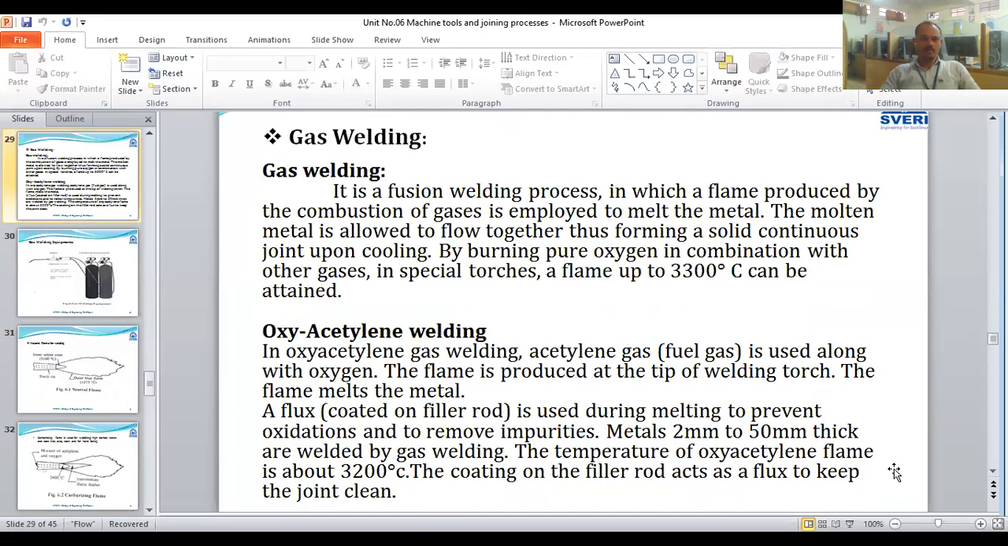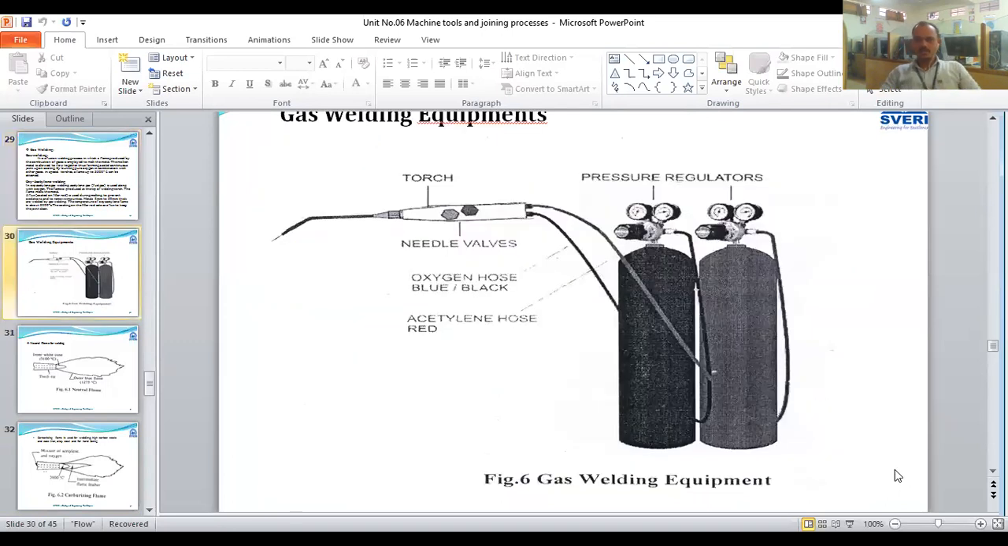Now gas welding. This is the image of gas welding, where these two cylinders are filled with gases. Which gas is filled in the black colored cylinder? Yes, oxygen. Oxygen is filled in the black colored cylinder, and acetylene is filled in this red colored cylinder. Two hoses, meaning cables or pipes, are connected to these two cylinders, and they combine in the torch. In the mixing chamber, we get a mixture of oxygen and acetylene.